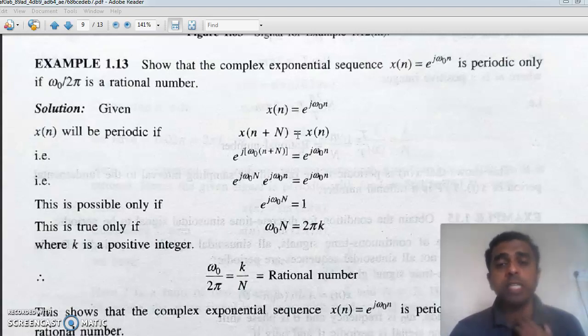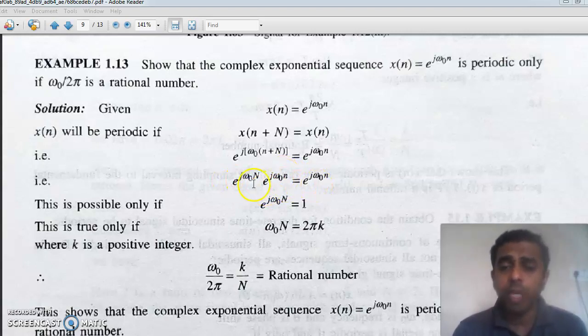Likewise, we'll just move on to the discrete time signal. I just want to prove one thing. Suppose you have x of n as the signal e raised to j omega naught n. And we know by definition, x of n plus capital N should be equal to x of n if this is periodic. That means instead of n, I substitute n plus N here, and that should be equal to x of n. Opening the bracket, I get e raised to j omega naught capital N times e raised to j omega naught small n, which should be equal to e raised to j omega naught n.